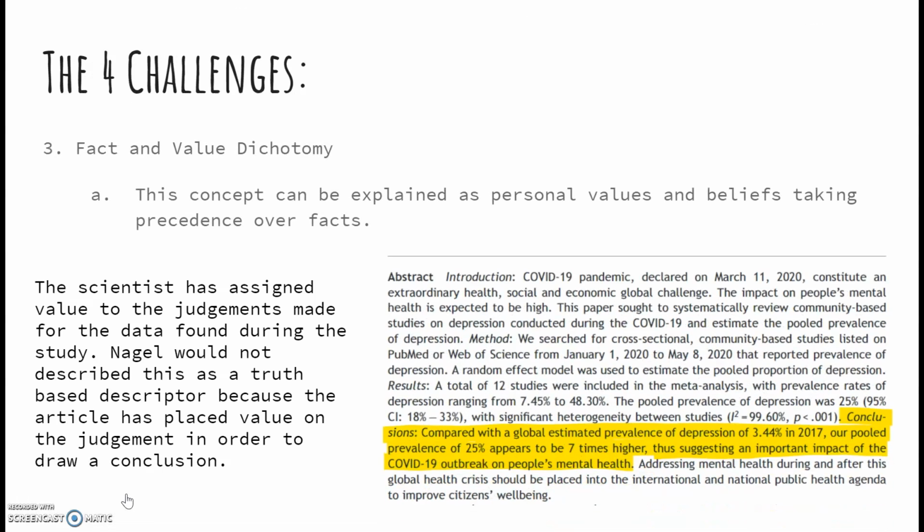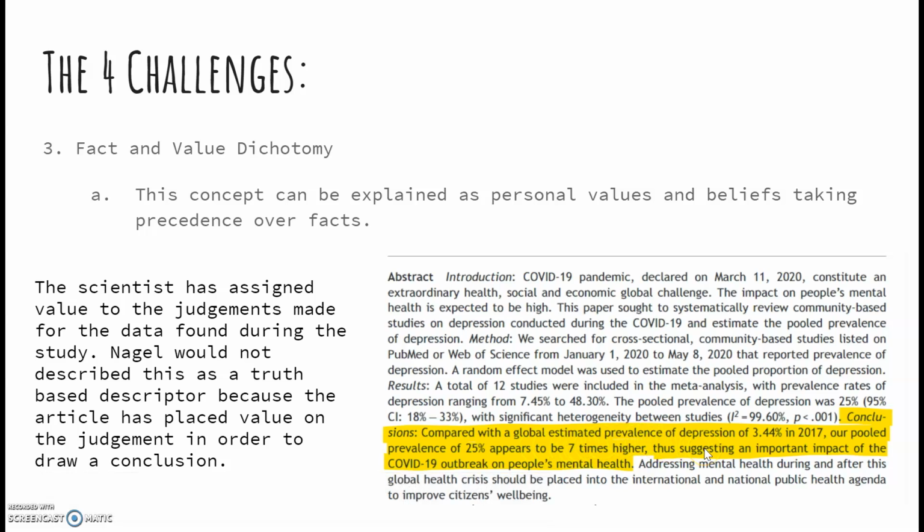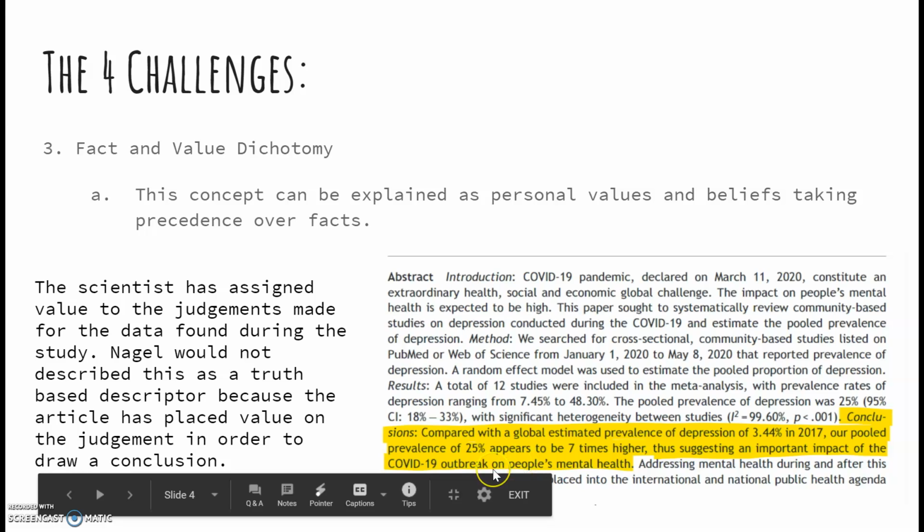The third type of challenge is called fact and value dichotomy. Fact and value dichotomy can be explained as personal values and beliefs taking precedence over facts. Scientists' personal beliefs about mental well-being and depression could have influenced how the data in this experiment was interpreted. The article states that our pooled prevalence of 25% appears to be 7 times higher, thus suggesting an important impact of the COVID-19 outbreak on people's mental health.